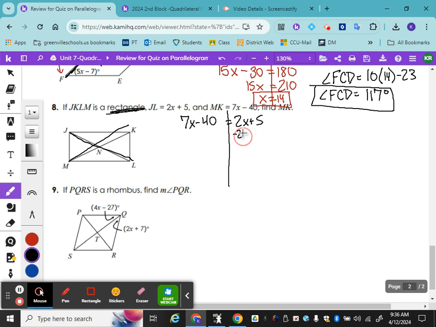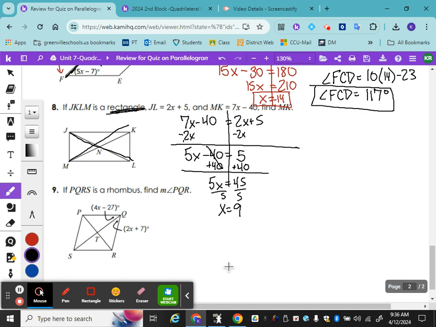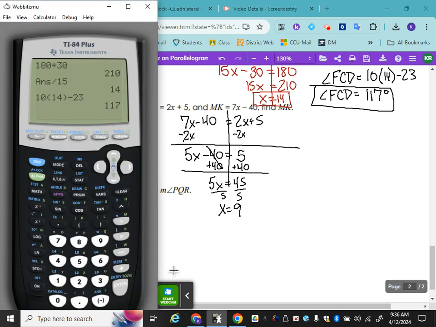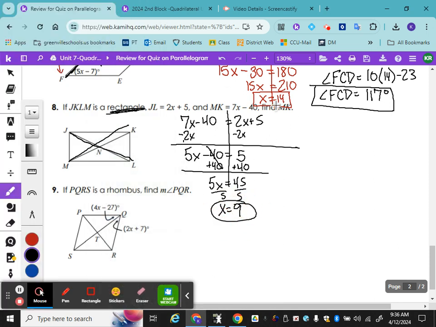Subtract 2x from both sides. This is where people mess up. They just want to say 9x because 7 and 2 is 9. But you're going to the other side, so you have to do opposite. So if that's a positive 2, you subtract 2. 7 minus 2 is 5x. Add over 40. Opposite side, we want these to cancel. Negative 40 and positive 40 equals 0. Divide by 5. 45 divided by 5, 9. X equals 9.